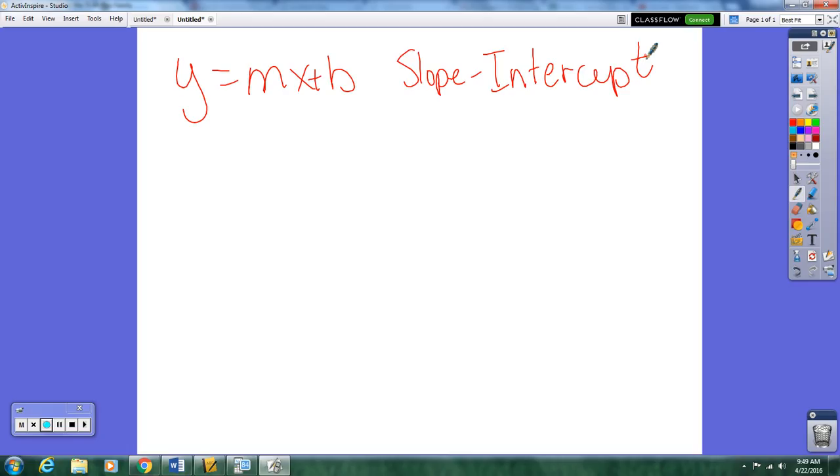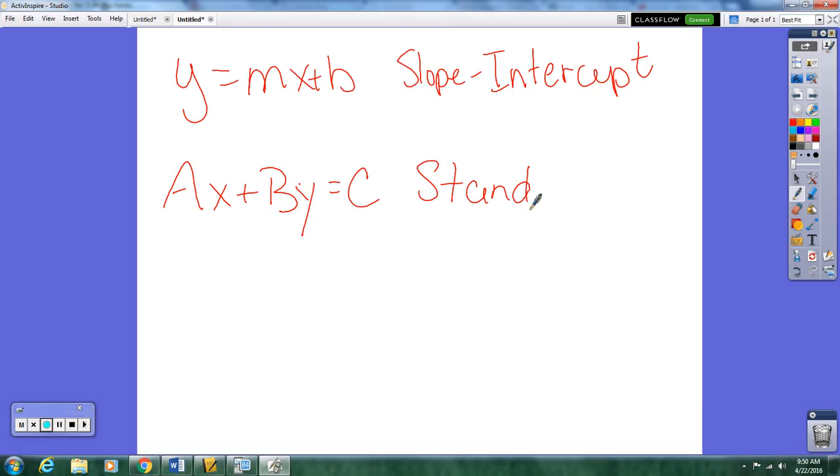Now, other ways they can give you equations, what's another form that you might get an equation in? Standard form, you know what it is? Ax plus By equals C. Okay, that one's standard form. One more we discussed. Slope.